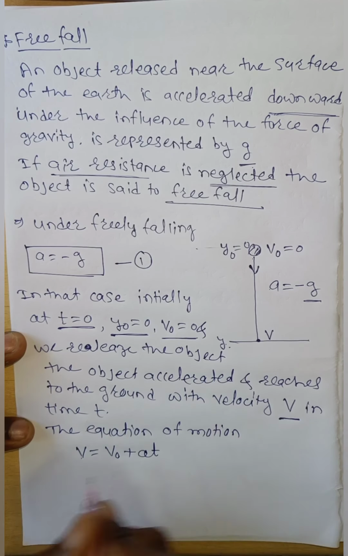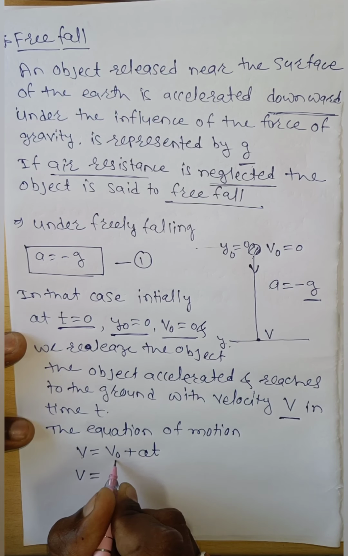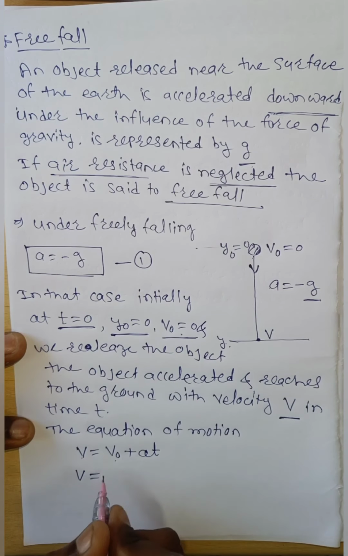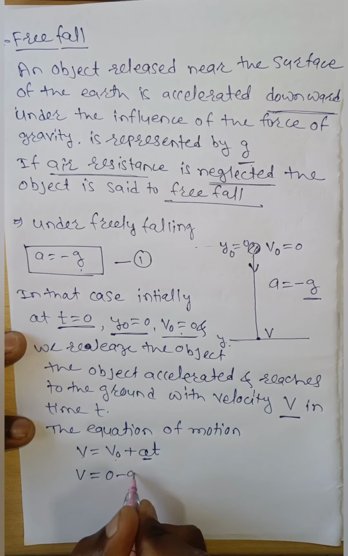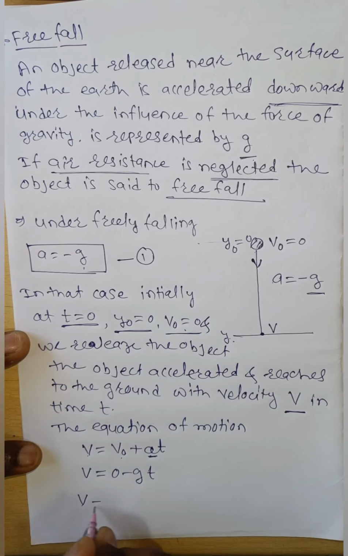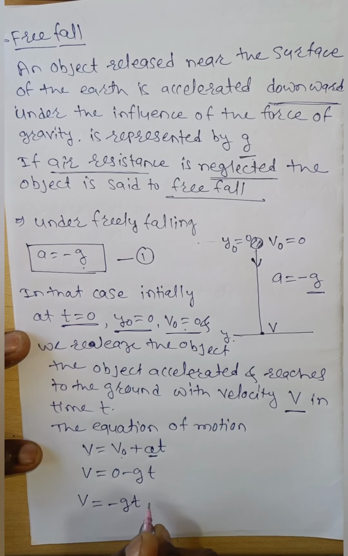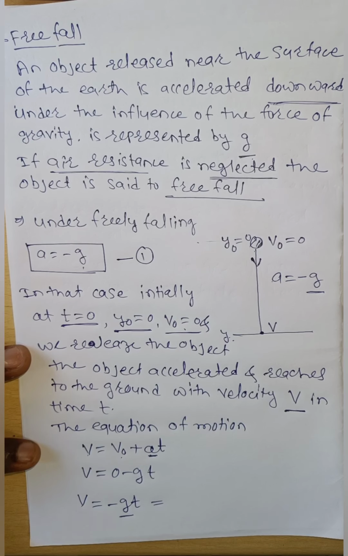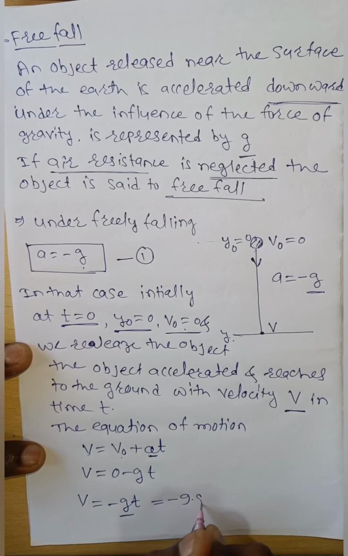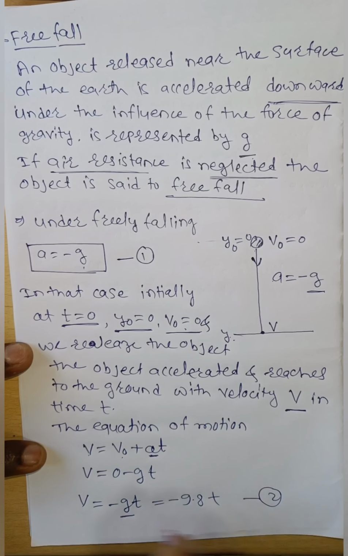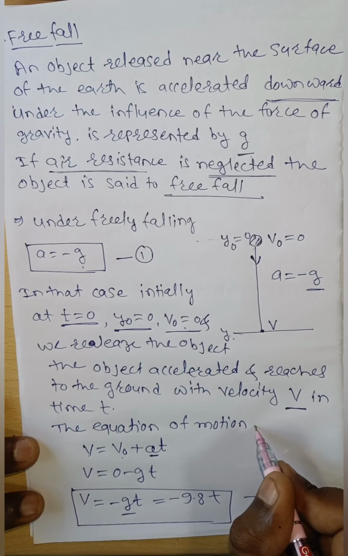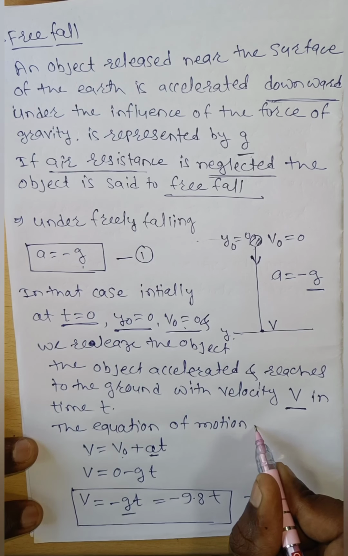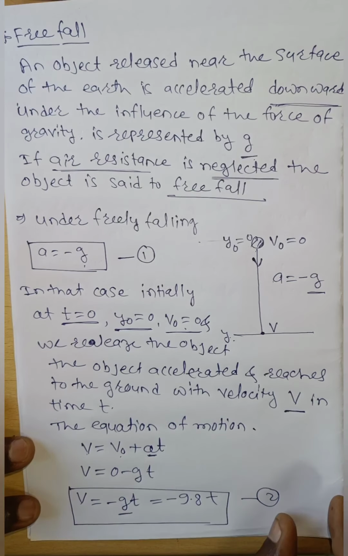Now v is the final velocity. What is v naught? v naught is 0. Then what is a? a is minus g, therefore minus gt. Therefore v is equal to minus gt, where g is the acceleration due to gravity. What is the value of g? g is 9.8, therefore v is minus 9.8 into t. This is equation 2, the first kinematic equation. Using the first equation of motion, we get v is equal to minus gt.